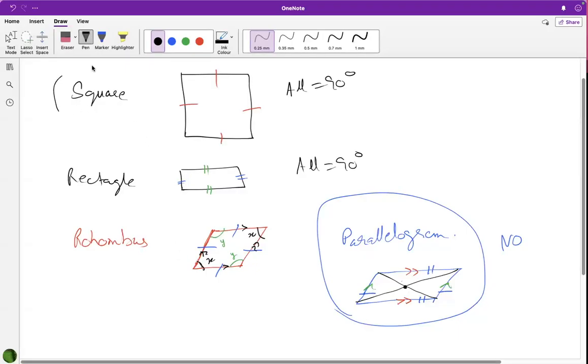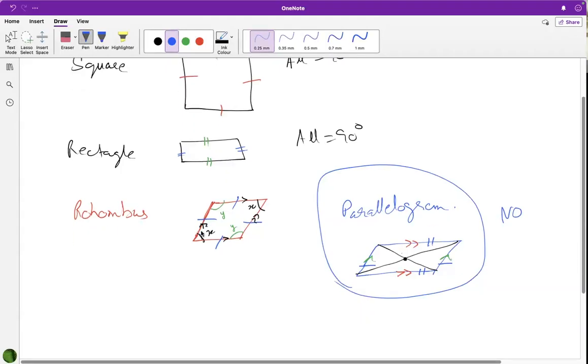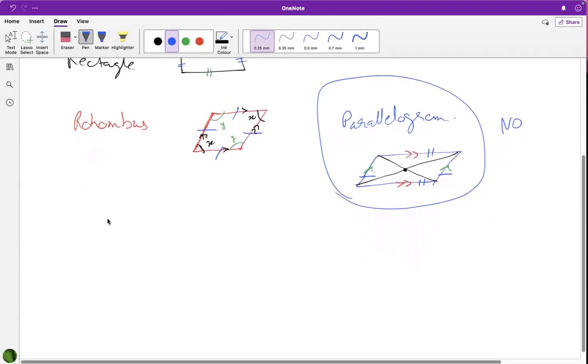What if I talk about this square? I cannot call the rhombus a square, but I can call the square a rhombus. Square has all the properties of a rhombus. Square has all the properties of a rectangle. Square has all the properties of a parallelogram. Getting the point? Okay, now we have two more special shapes.